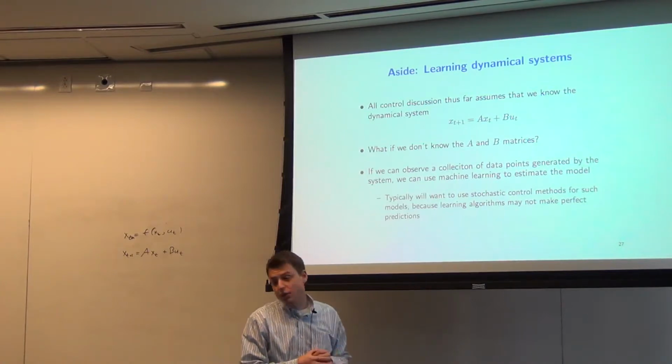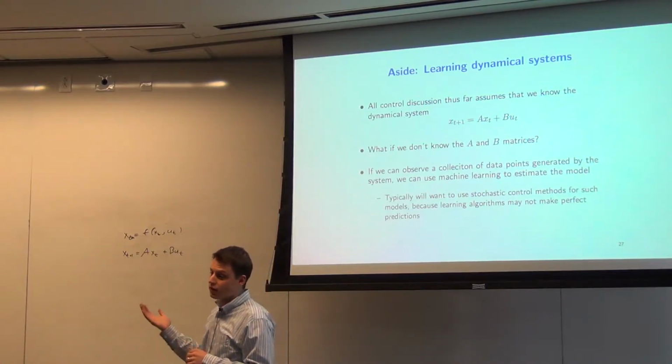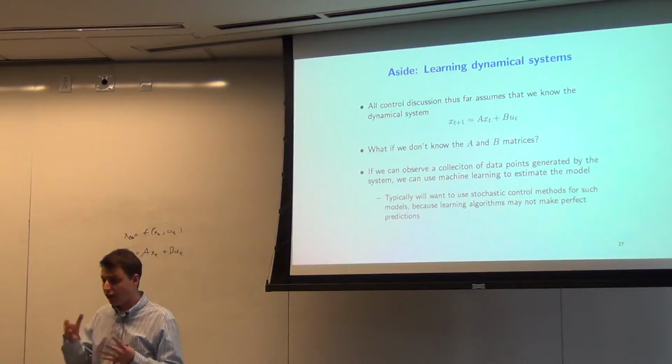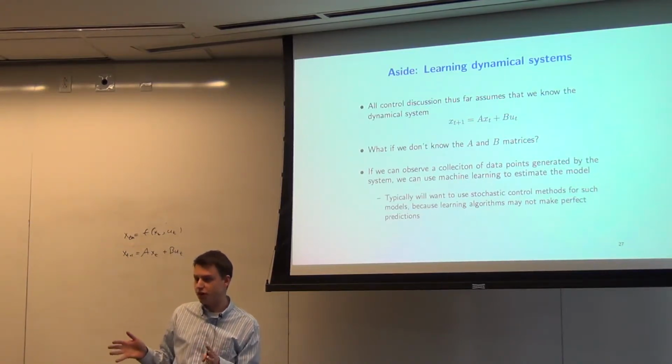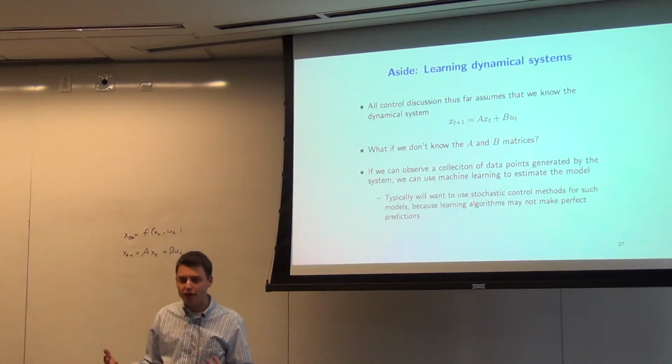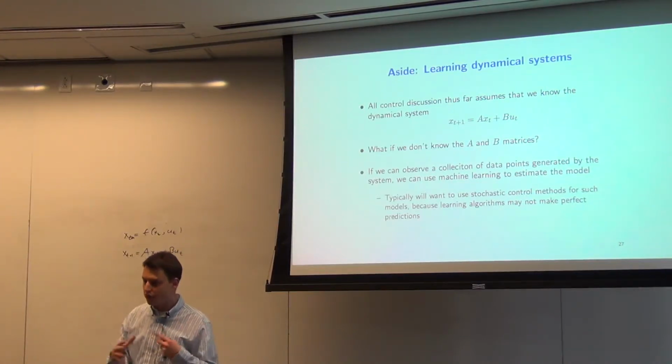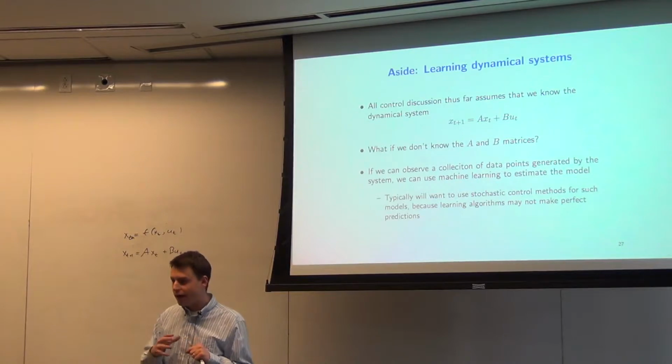So this is, again, where things like machine learning can come in. And the integration of machine learning and control is, I think, one of the most exciting areas of research right now. What happens when you have systems that are always learning new models of the world and trying to control them simultaneously?